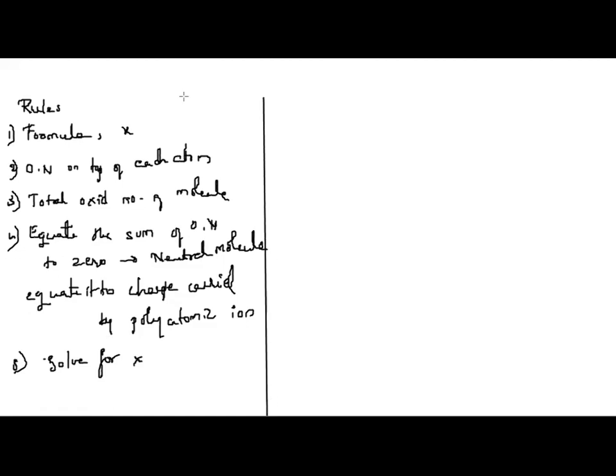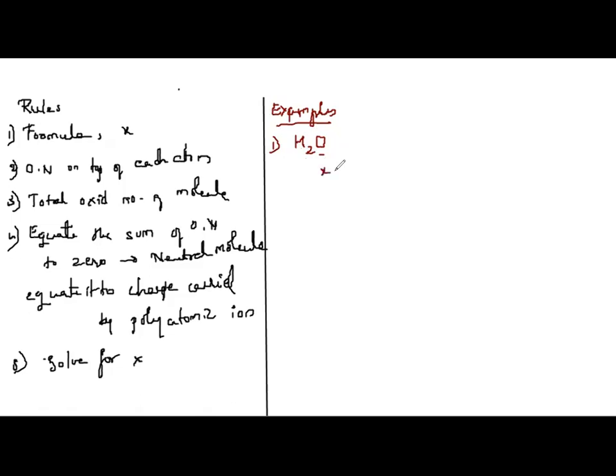For this, we need to know certain rules we discussed in our previous class. Let us start with examples. First example, I will take a simple one. I will take H2O. Let me say I want to find the oxidation state of oxygen here. So I will keep the oxidation state of oxygen as X.